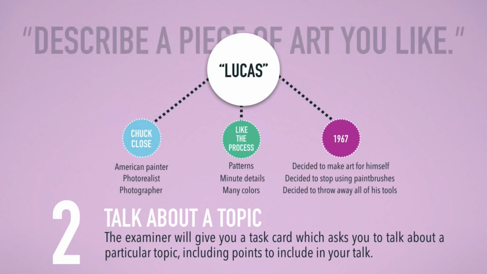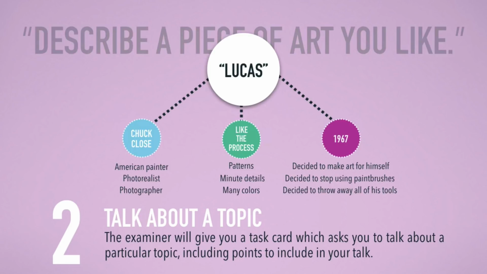So let's say, for example, the topic is describe a piece of art you like. So what I've done is I've chosen Lucas, which is the title of a piece of art that I like. And I've chosen who, why, and when as my 3 W's. So for who, I put Chuck Close. He's an American painter, a photorealist, and a photographer. For why, I said I like the process, the patterns, the minute details. Minute just means small. And also many colors. And for when, I chose 1967, which is the year this painting was painted.